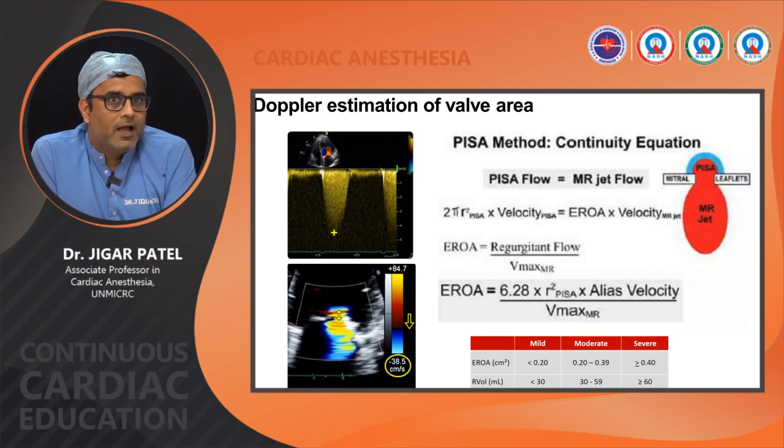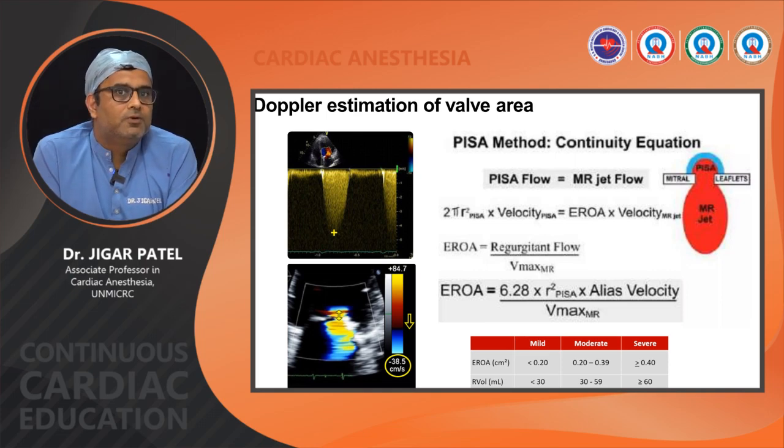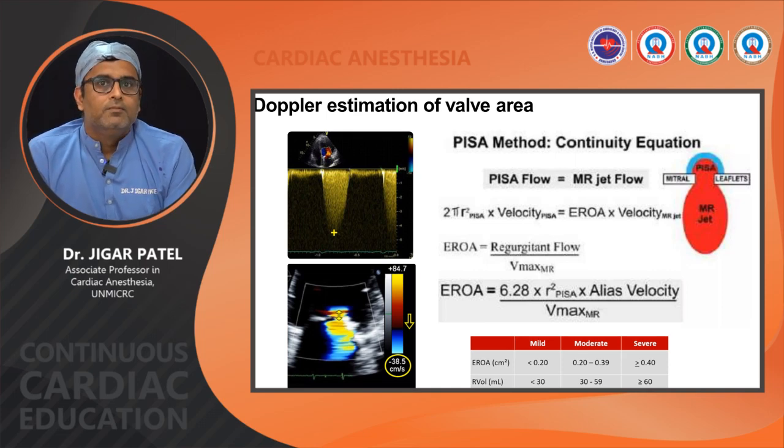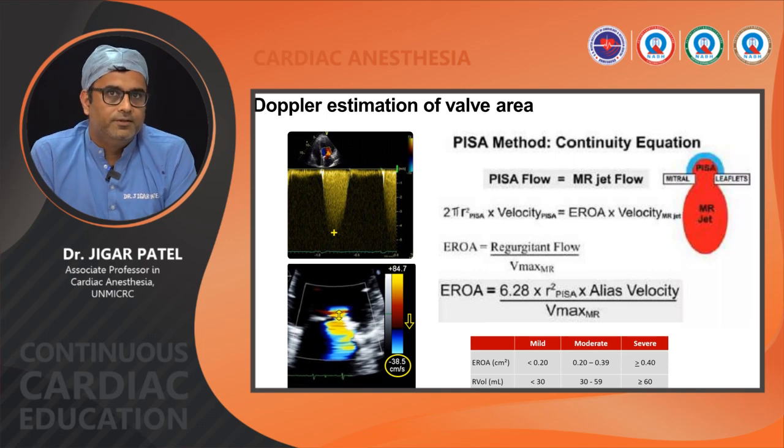You measure the highest velocity across the mitral valve by applying continuous wave Doppler, and you know the PISA flow. So you can calculate the effective regurgitant orifice area by dividing the regurgitant flow by the maximum velocity, and based on this you get the EROA. When you multiply this EROA with the velocity across the mitral valve, you get the regurgitant volume. If this area is less than 0.2, it is mild; if between 0.2 to 0.39, it is moderate regurgitation; and if this EROA is more than 0.4, then there is severe regurgitation.